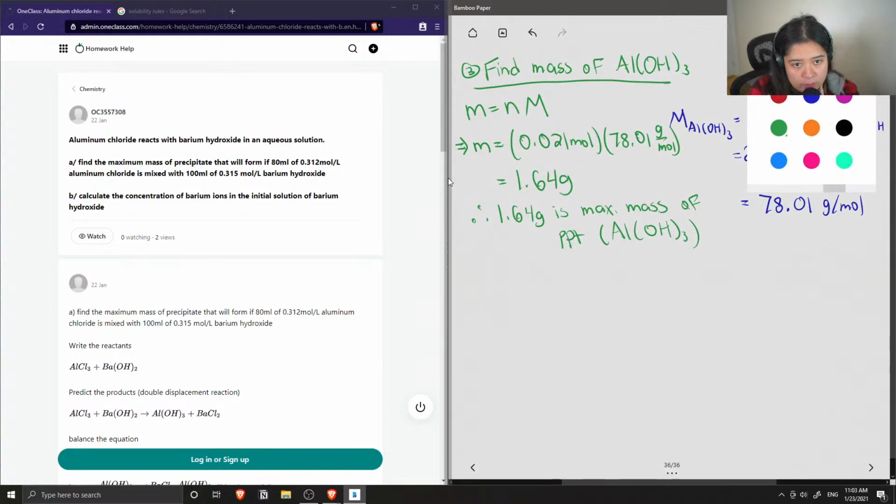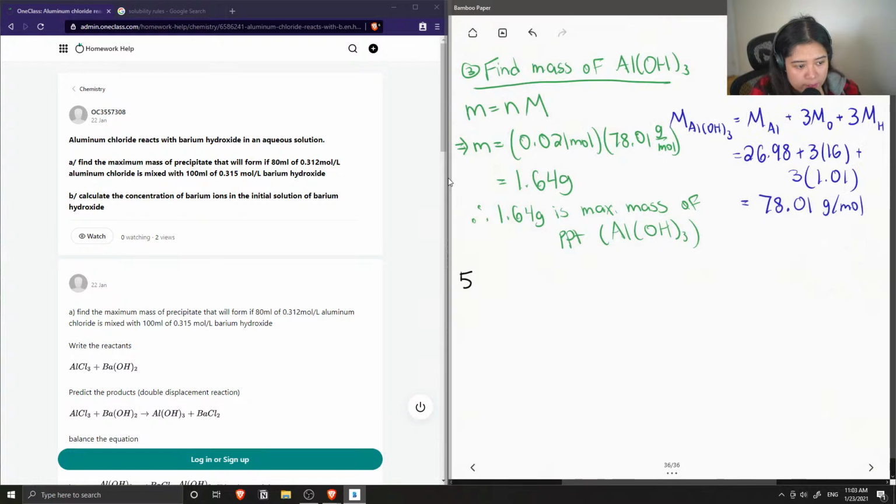Okay, so that was only part A of question 5. So now we have to try to solve part B. Calculate the concentration of barium ions in the initial solution of barium hydroxide.